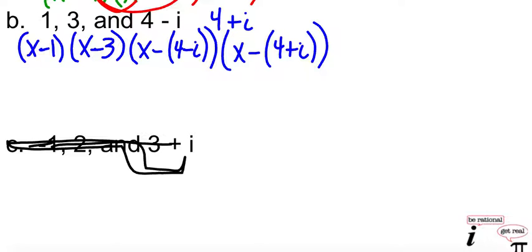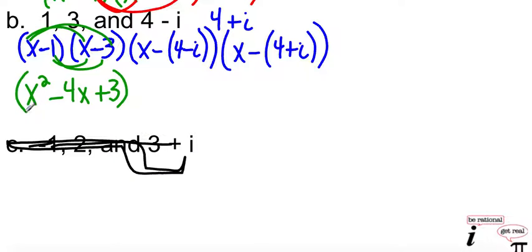We need to FOIL out the first two things. So we'll be fine, we can handle this. We get x squared minus 3x minus 1x, so minus 4x plus 3. Okay, next one.